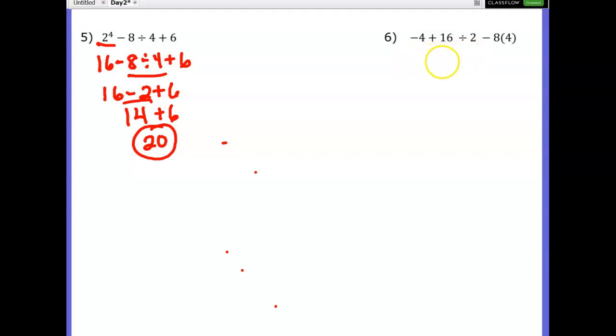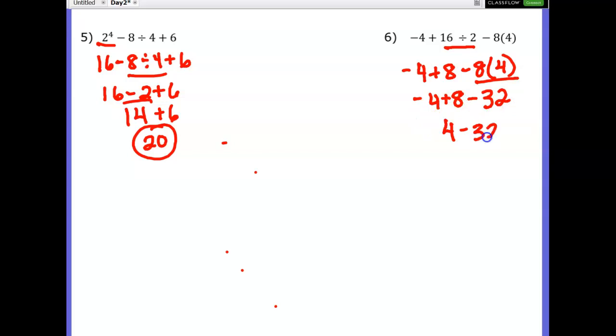Okay, so number 6, I've got both division and multiplication. So remember, I'm going to go from left to right. So I'm actually going to do my division first. Negative 4 plus 16 divided by 2 is 8, minus 8 times 4. Now I'm going to do my multiplication. Negative 4 plus 8, minus 32. Now I've got negative 4 plus 8 is 4. 4 minus 32 is a negative 28.